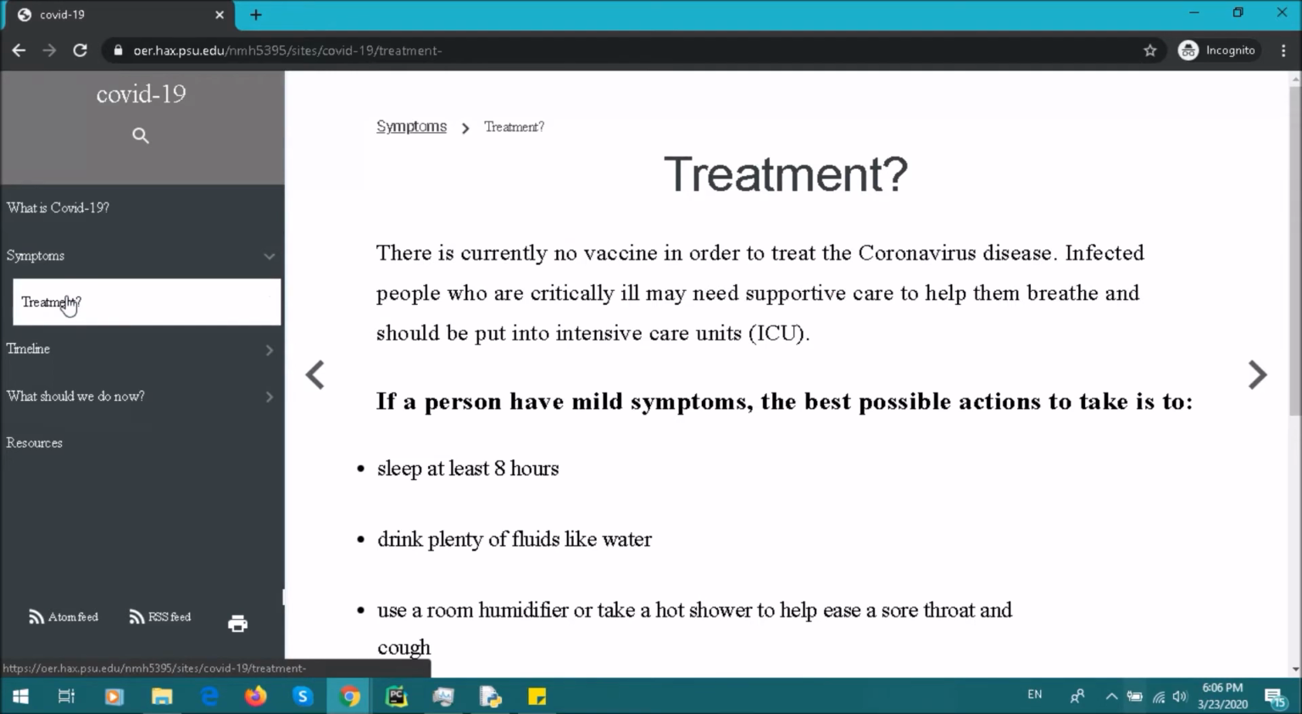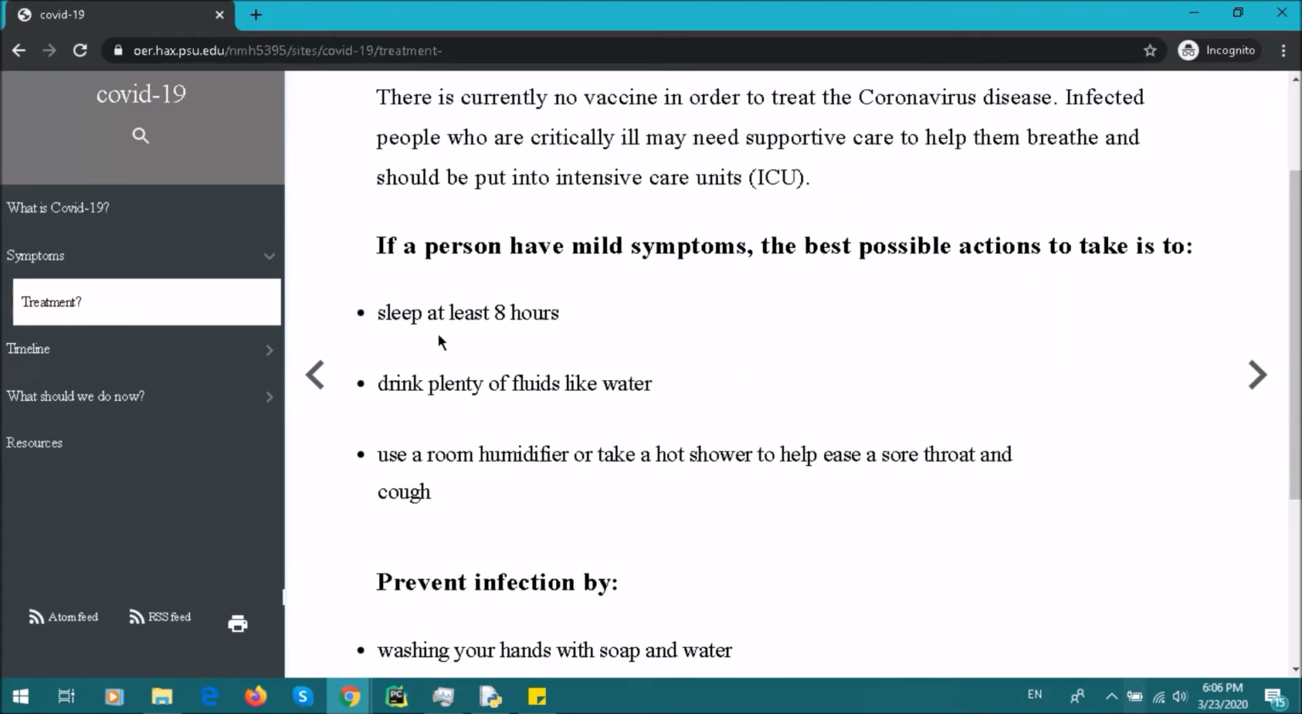So currently there is no vaccine out there that would treat the coronavirus, and people who are critically ill should seek intensive care units. If you are feeling symptoms, it's wise to just take a rest and drink plenty of fluids to flush down all those toxins that may build up from your lungs.